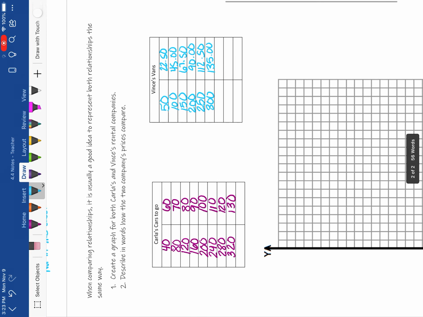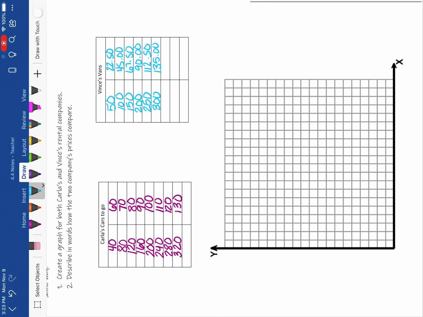Okay, so now that we have both of those, we can kind of figure out what we're going to scale this with. But before we scale, we definitely want to label. So remember, our x-axis from our graph above was miles driven, and our y-axis was rental cost. Okay. All right, and if we look at our x-axis, we are going from 0 all the way up to 320.